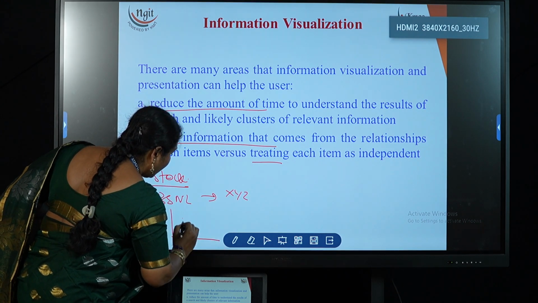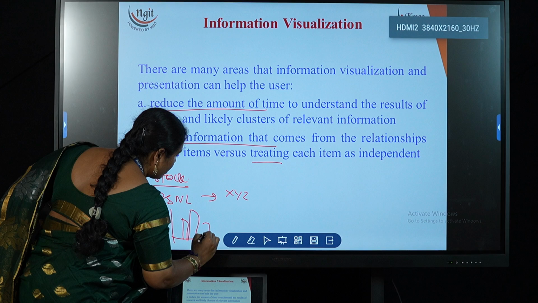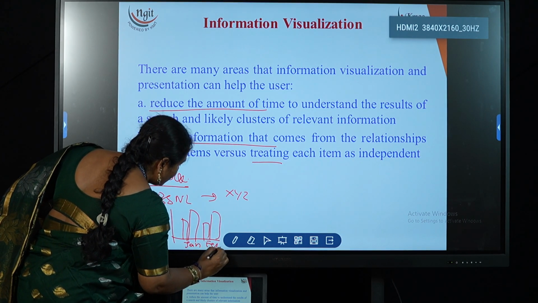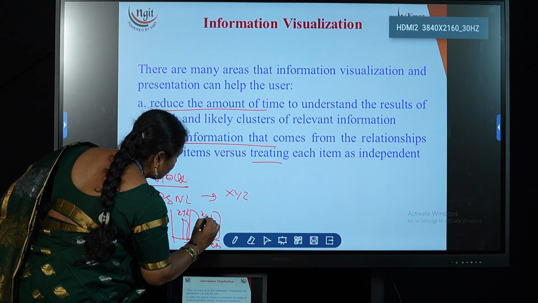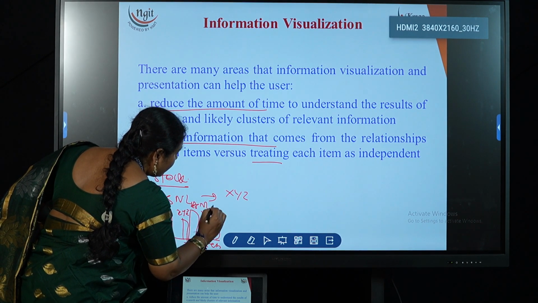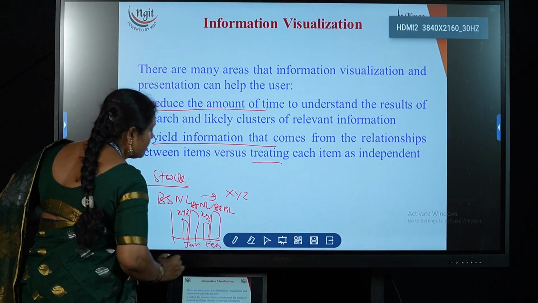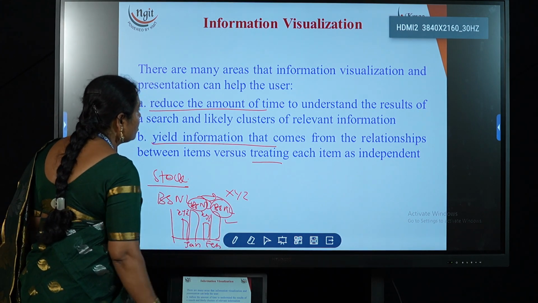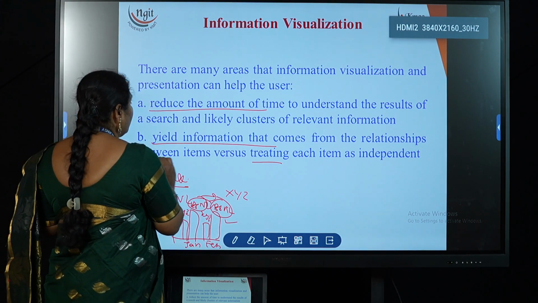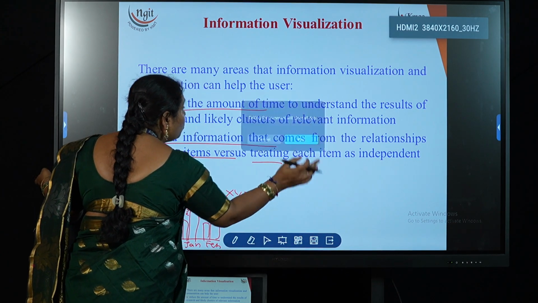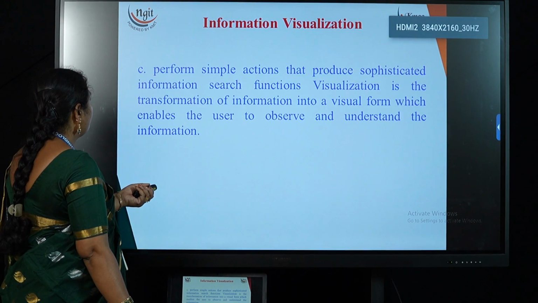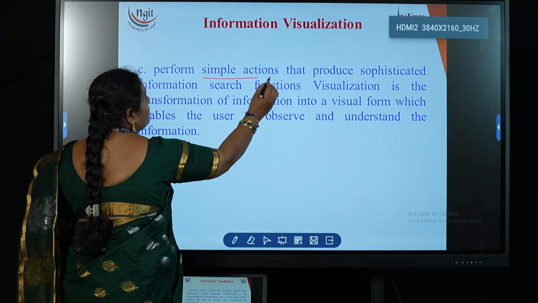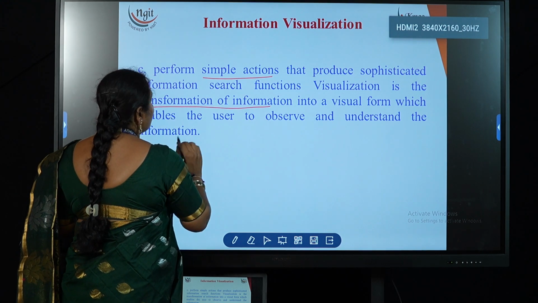If I draw a graph comparing both the stock exchanges, okay, this was in January, this was in February. So if I take this is XYZ and this is XYZ and this is BSNL and this is BSNL. By seeing the graph itself, you can say that BSNL always has the high value, so I can easily purchase this particular thing. So you can do the comparison between two elements or two items in order to create a relationship between them. And third one is to perform simple actions. Okay, so for transforming information into visual form.